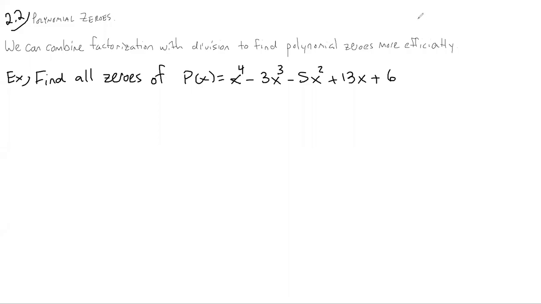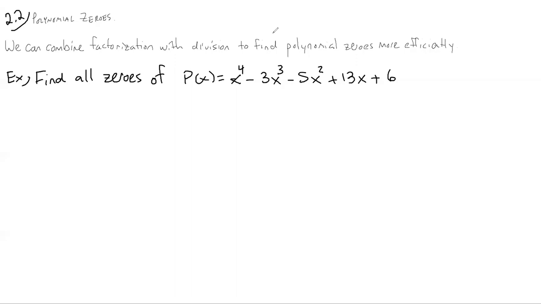So we're going to talk now about just using some shortcuts to find the zeros of these big polynomials so that we don't just have to do this giant list and check everything. And also what the point of the first lesson of this section was. So we've got this big fourth degree polynomial here, x to the 4 minus 3x cubed minus 5x squared plus 13x plus 6. And what we're going to do here is find all of the zeros of this polynomial.